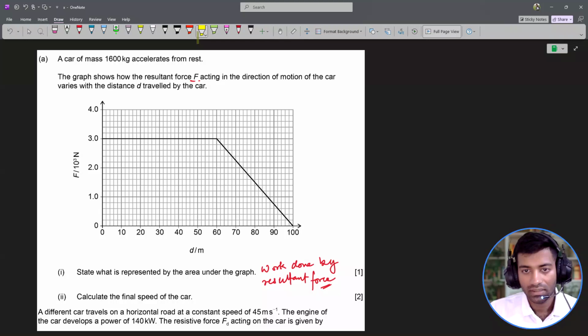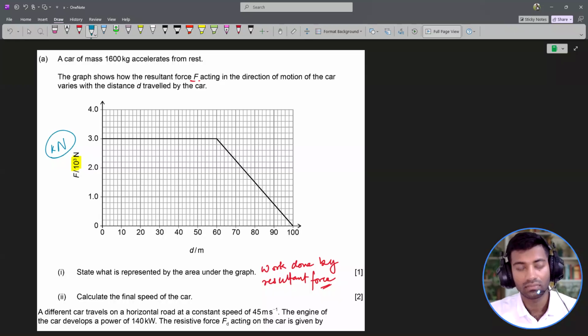Most importantly, students often forget about the multiplier on the y-axis, the 10 to the power 3 multiplier. So do not miss the multipliers. Or instead of multipliers, they would just write it as kilonewtons. That is another way how students often miss out the multiplier. So be aware while you're solving the question, especially during the graph problems.